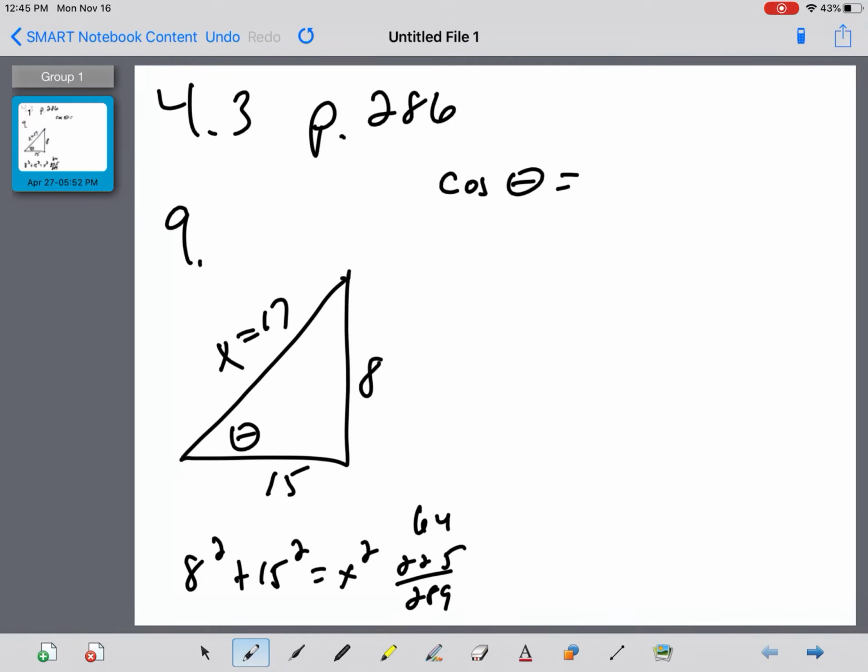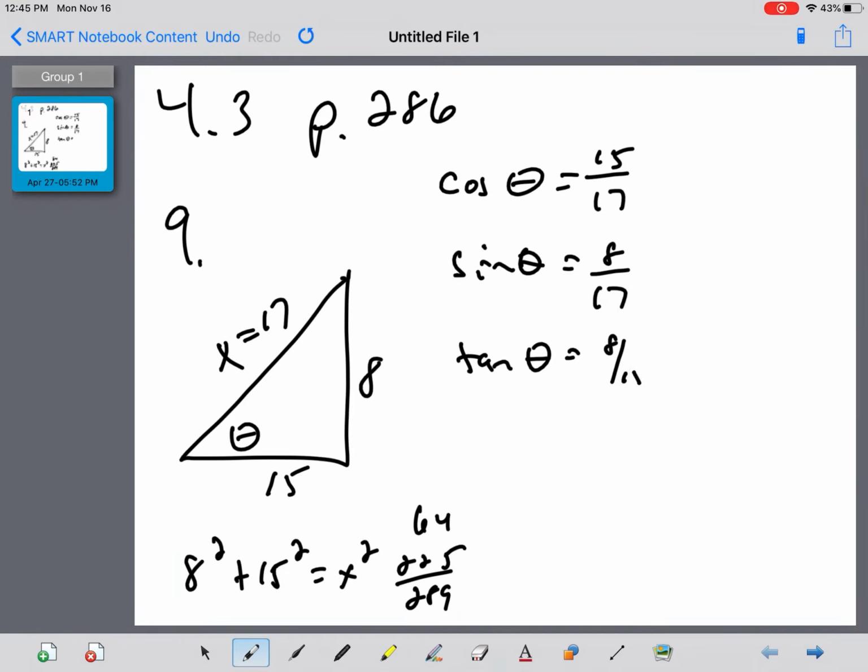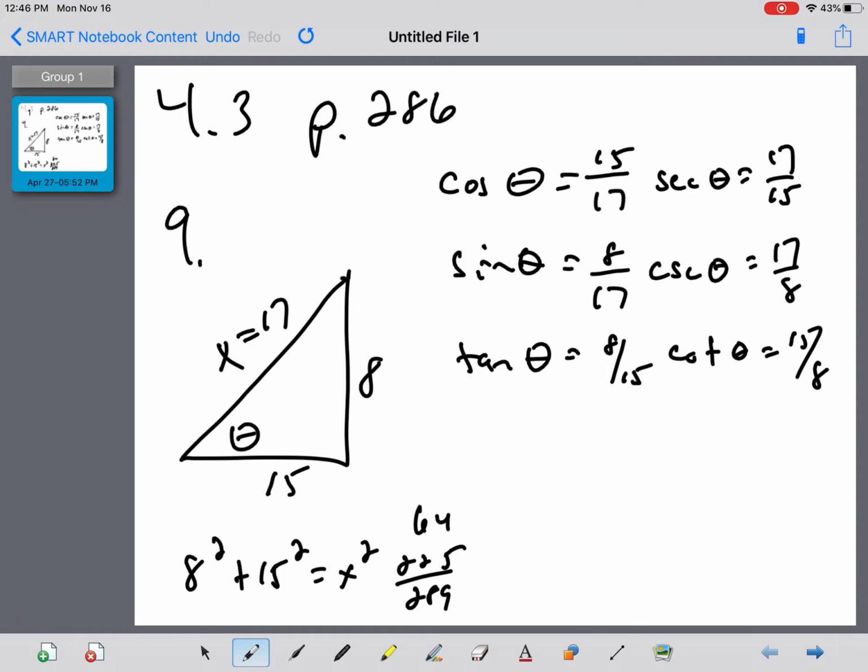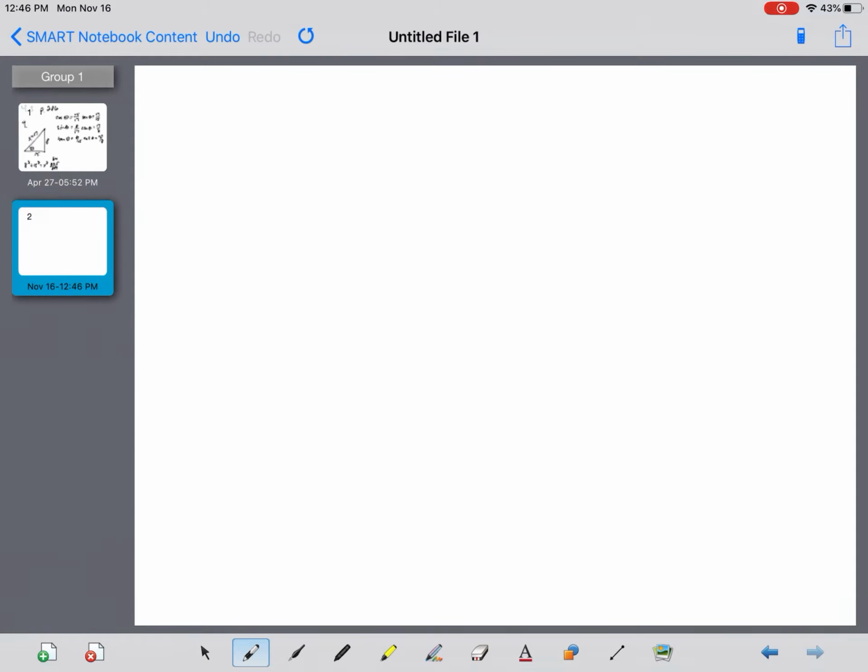So cosine theta is adjacent over hypotenuse. Sine theta is opposite over hypotenuse. Tangent theta is opposite over adjacent. The reciprocal functions: the reciprocal of cosine, secant, is 17 over 15. Cosecant, 17 over 8. Cotangent theta is 15 over 8. So when you know two sides, you find the third side using the Pythagorean theorem, and then you go through your SOHCAHTOA stuff.